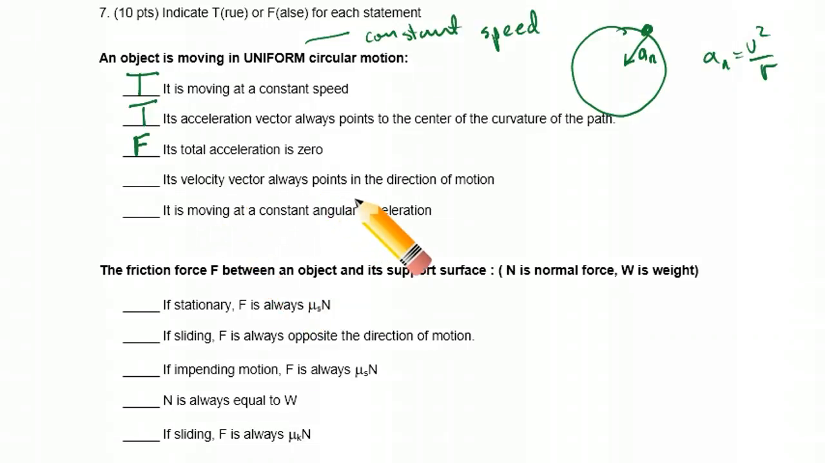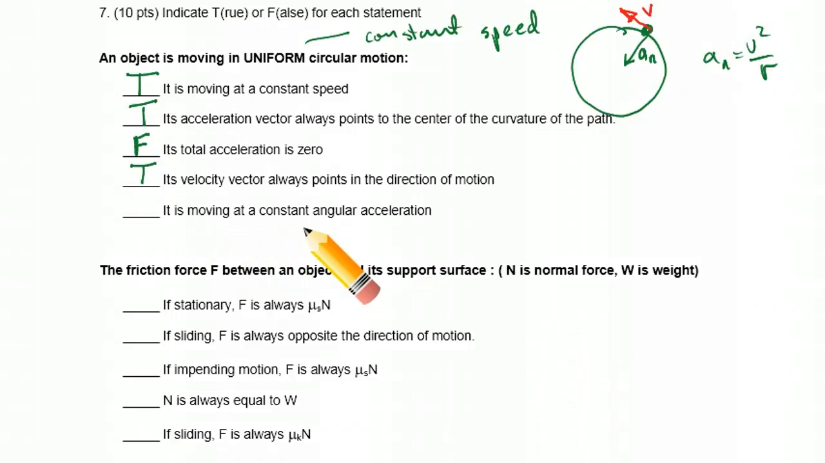The velocity vector always points in the direction of motion. Well, yes, that's the definition of the velocity vector. So that's v. Okay, always pointing in the direction of motion. So I'll call that one true.